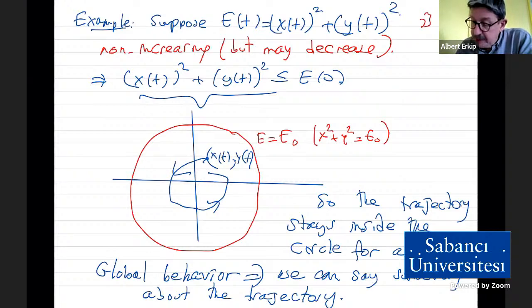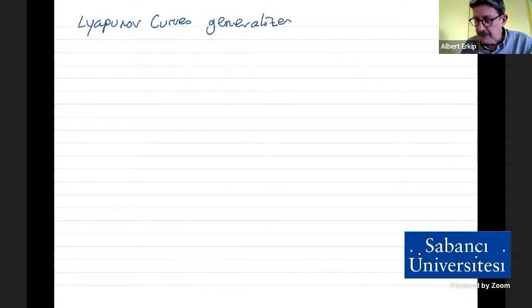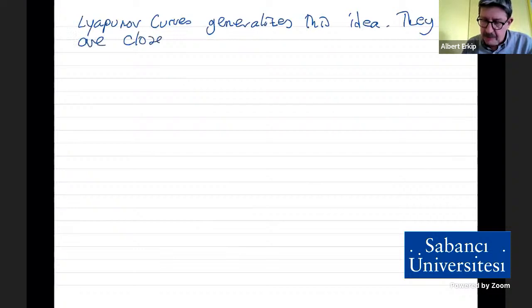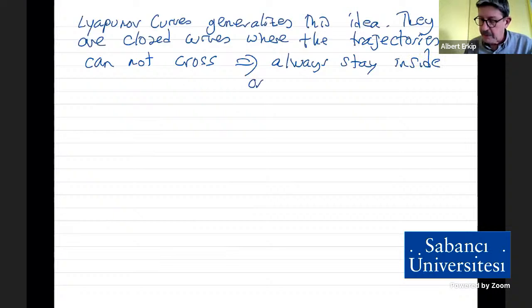Now, I'm going to give you another theorem. In the beginning, I was mentioning two names, Lyapunov curves and the Poincare-Bendixson theorem. So, Lyapunov curves generalize this idea. They are curves, usually closed curves, where the solutions, the trajectories, cannot cross, therefore always stay inside or always stay outside.